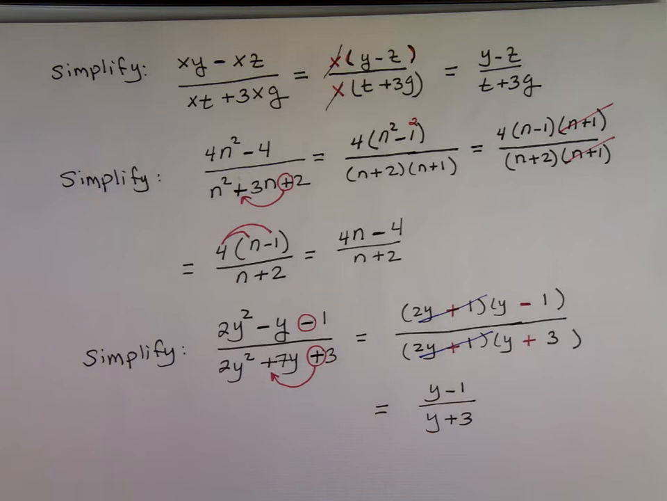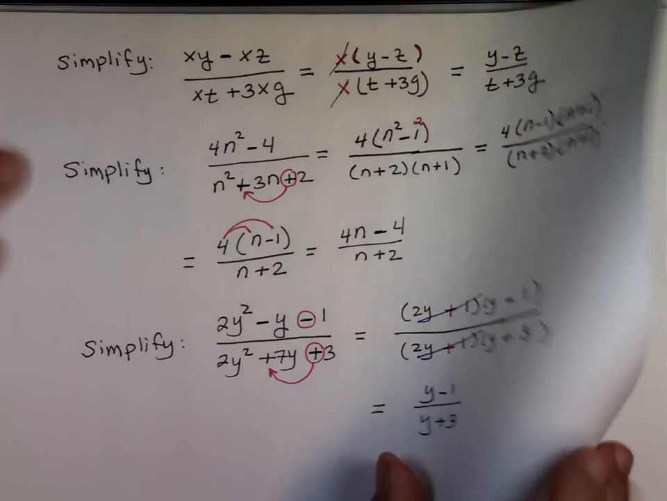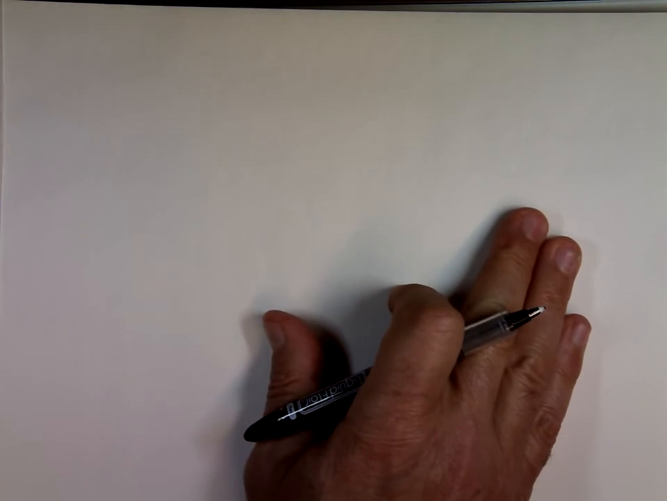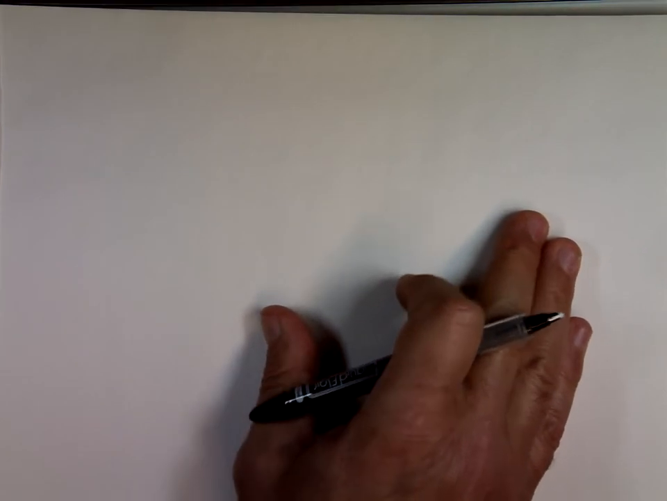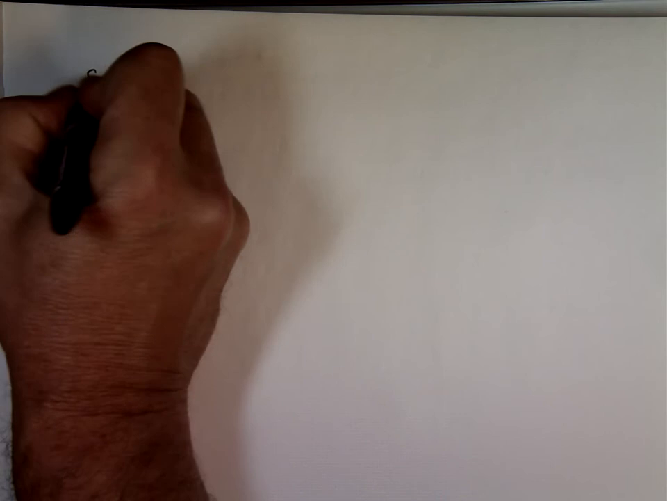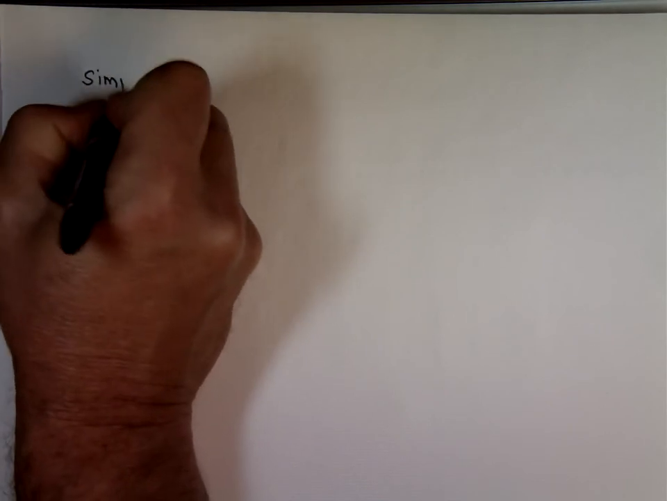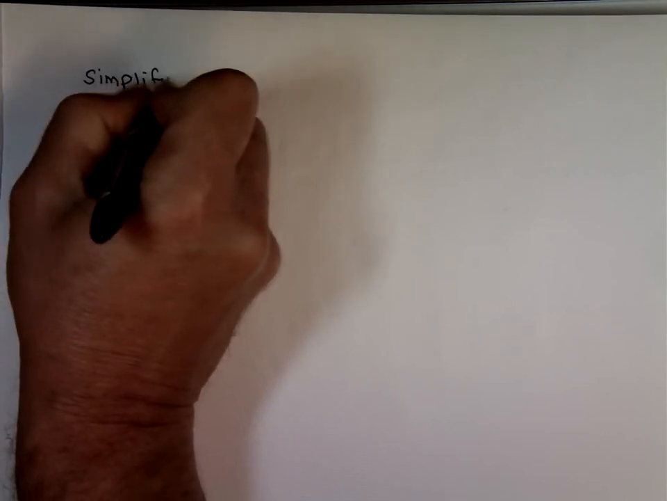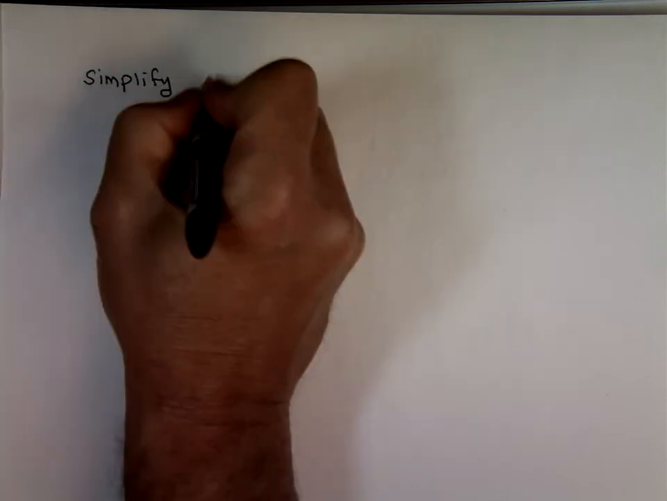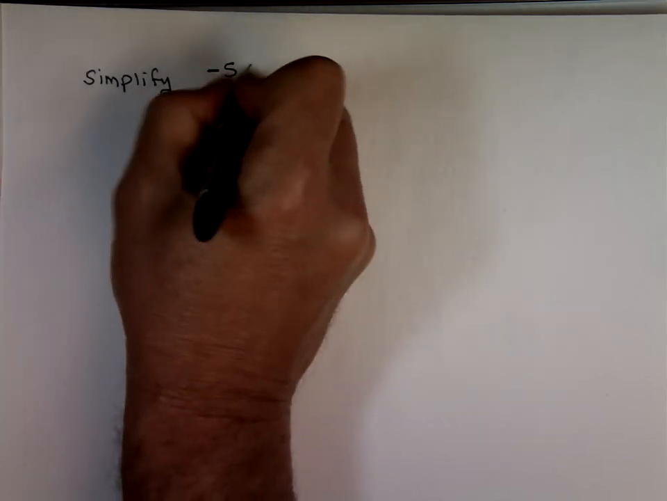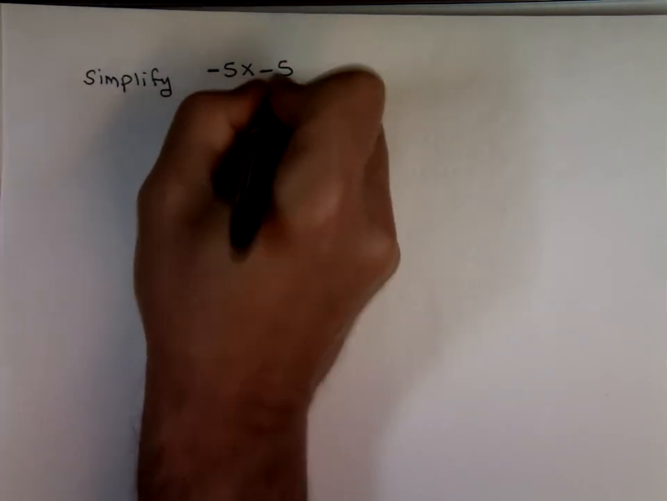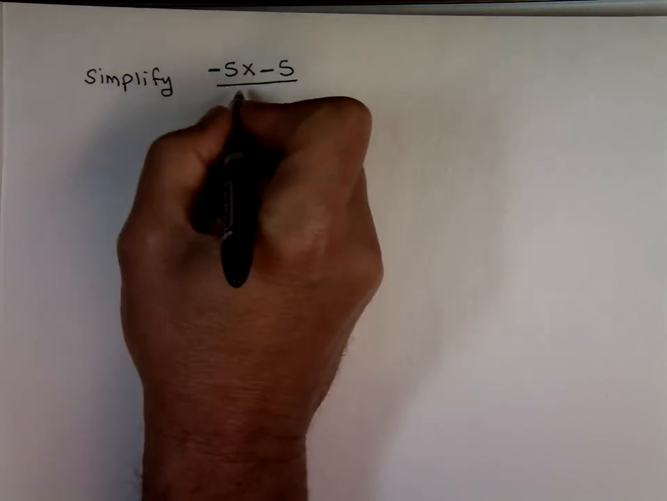Let me try maybe a few more questions here. Simplify negative 5x minus 5 over 1 plus x.